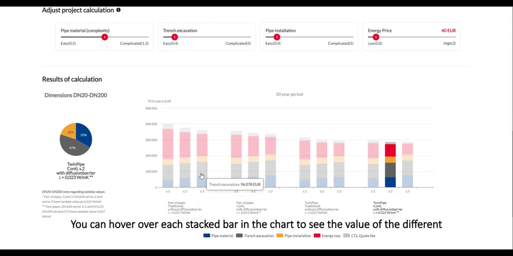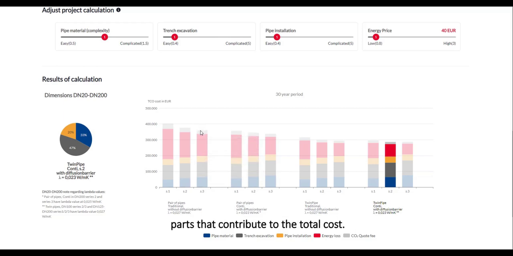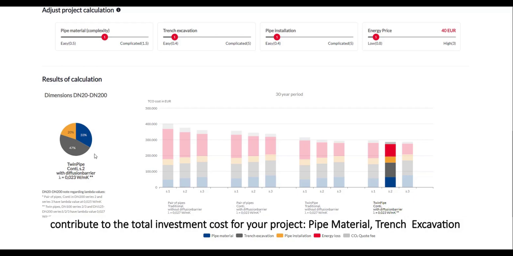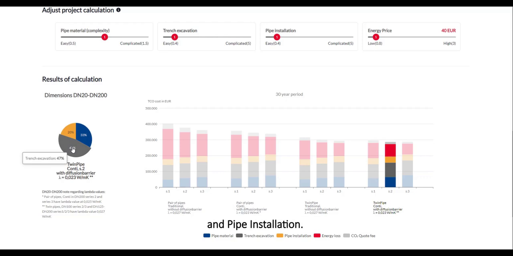You can hover over each stacked bar in the chart to see the value of the different parts that contribute to the total cost. You will also find a pie chart that reflects the split of the three main cost areas that contribute to the total investment cost for your project: pipe material, trench excavation and pipe installation.